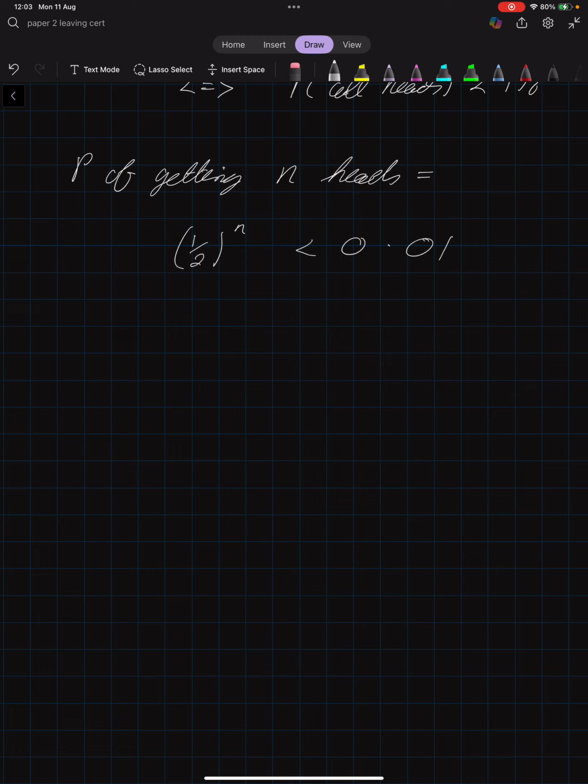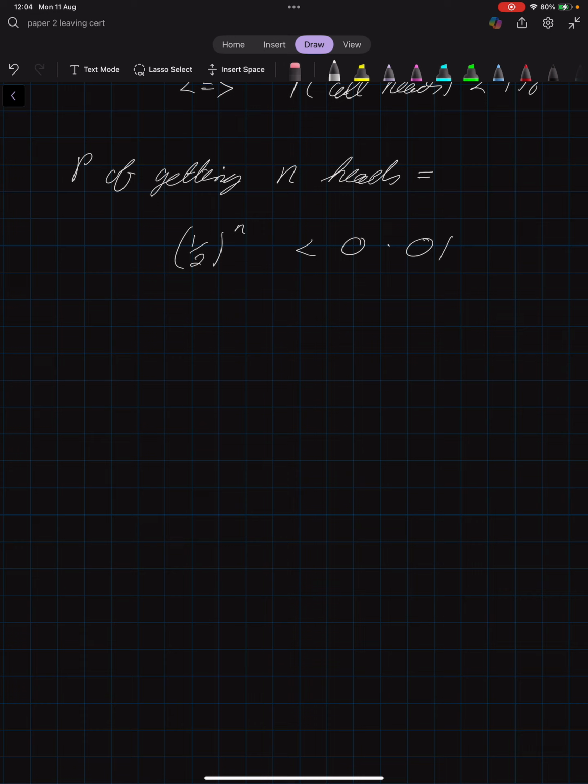You might sit there and say, I have absolutely no idea. I would just start plugging in numbers. That is a valid way of doing it. I'm being dead serious. You absolutely can just plug in a half to the power of 5, 6, 7, until you get less than 0.01. There's a bit of a better way of doing it though.